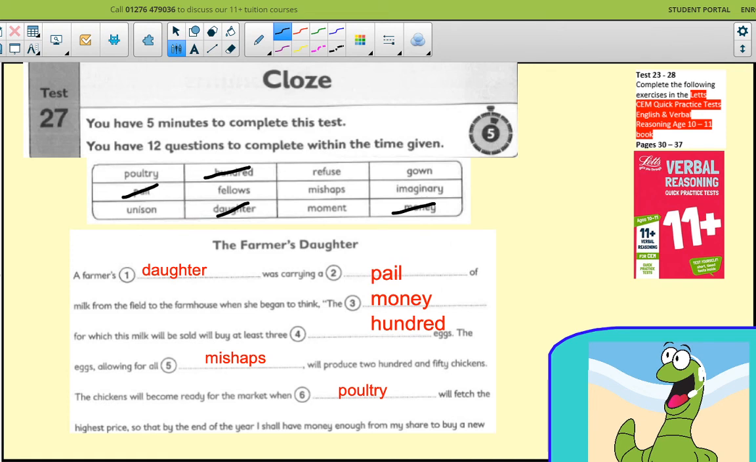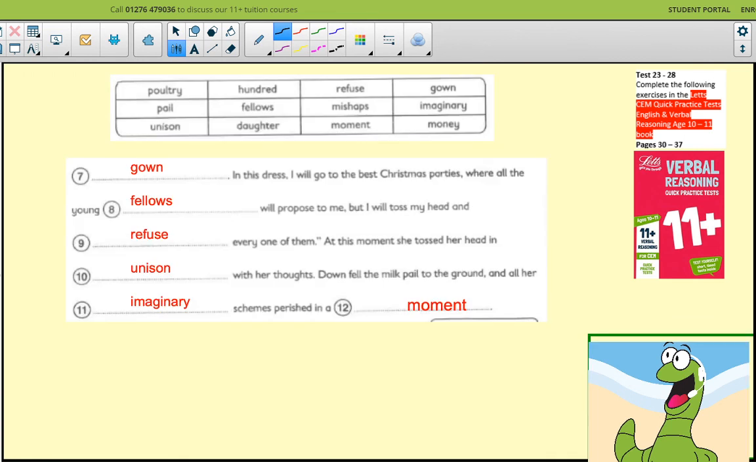The eggs, allowing for all mishaps, will produce 250 chickens. The chickens will become ready for the market when poultry will fetch the highest price, so that by the end of the year I shall have money enough from my share to buy a new gown. In this dress, I will go to the best Christmas parties where all the young fellows will propose to me, but I will toss my head and refuse. Every one of them. At this moment, she tossed her head in unison with her thoughts. That means together. Down fell the milk pail to the ground, and all her imaginary schemes perished in a moment.